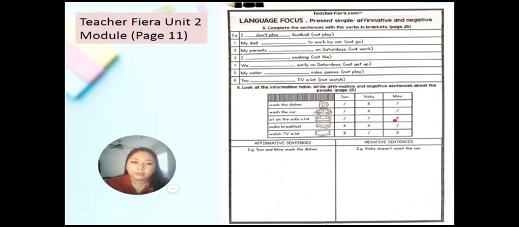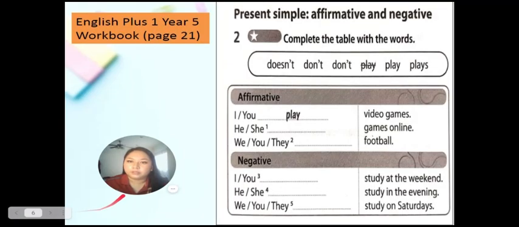But then how about Mina? It's X. So you need to write a negative sentence. For example, I give you an example for this one. Mina doesn't sit on the sofa a lot. Okay, so remember, one person or singular, we use doesn't. Okay, let's see the next one.